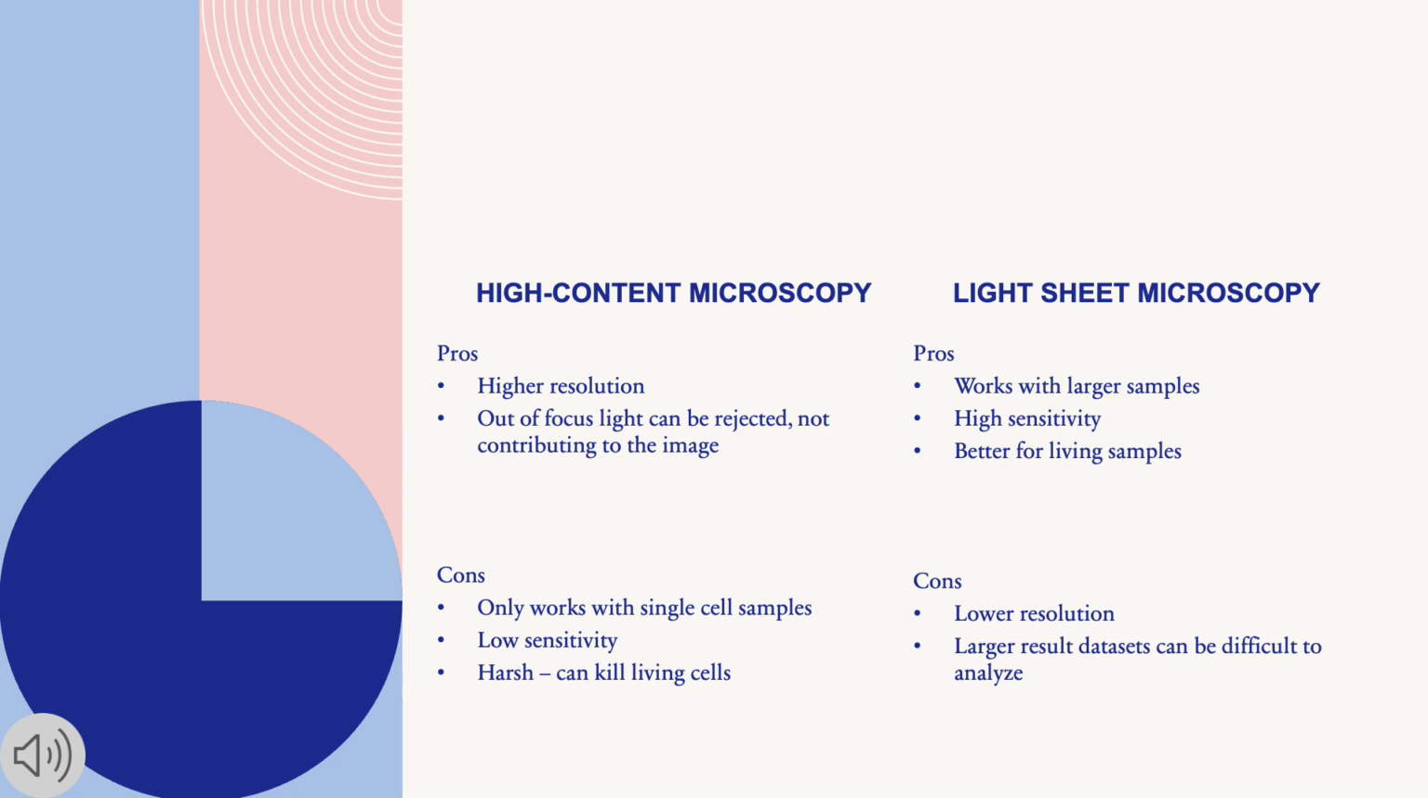Some advantages to light sheet microscopy are that it works with larger samples, it has a high sensitivity, and that it is gentle enough to work with living cells. Some cons to the light sheet method are that it has a low resolution and that it produces large data sets due to the large samples that can be difficult to analyze.